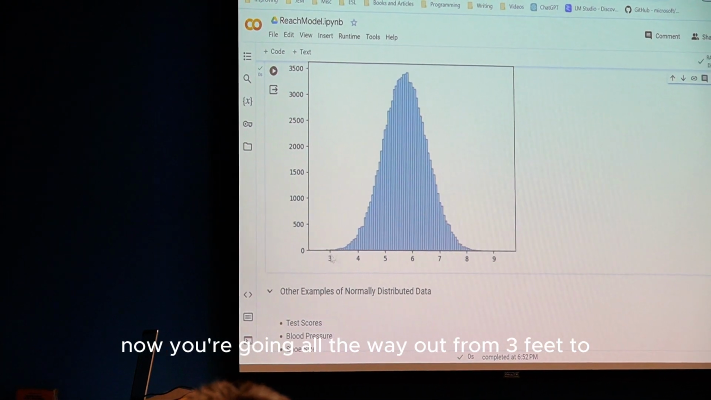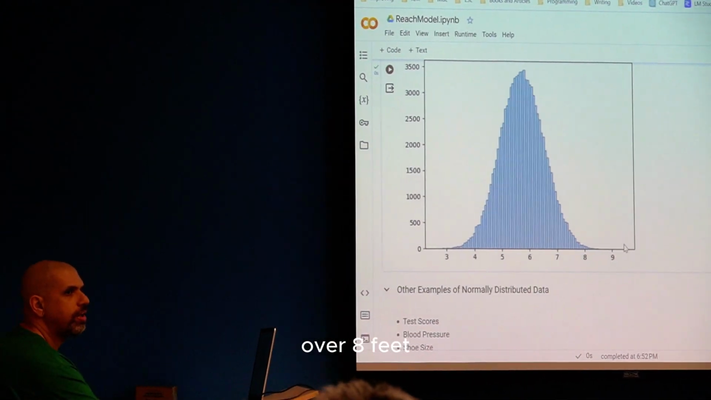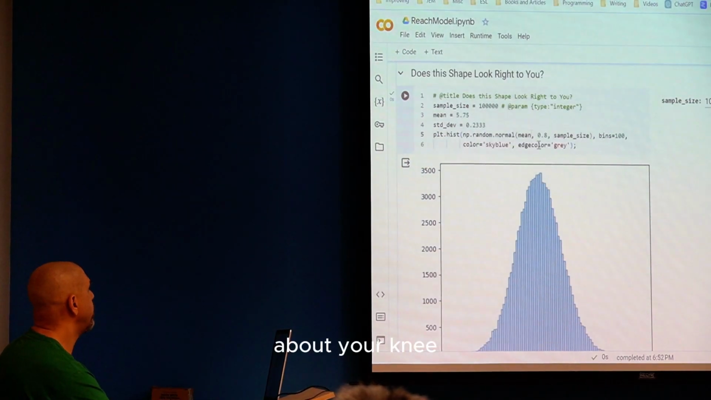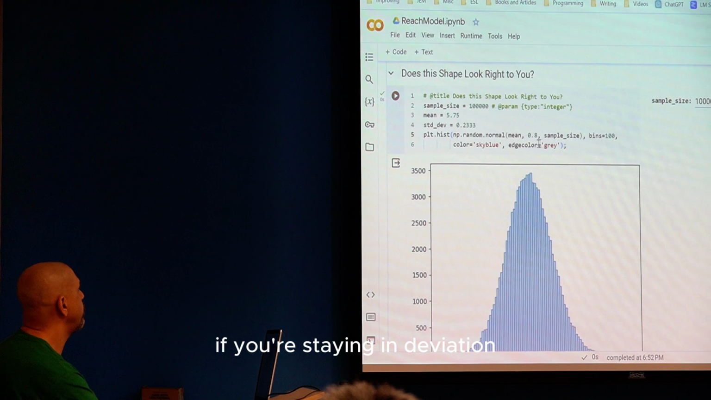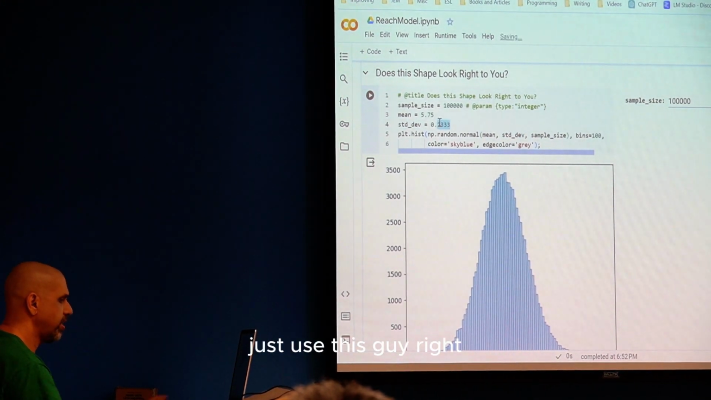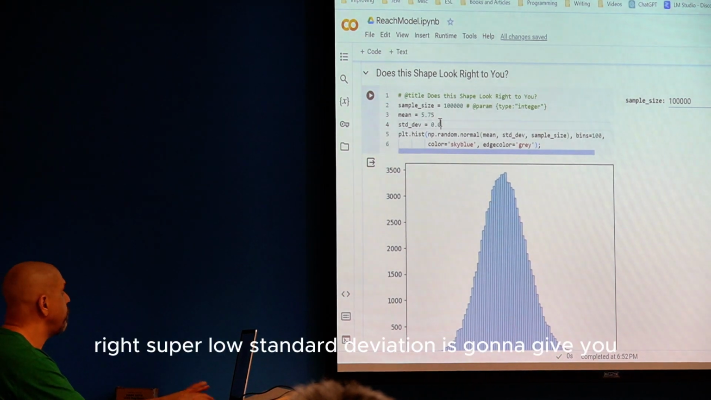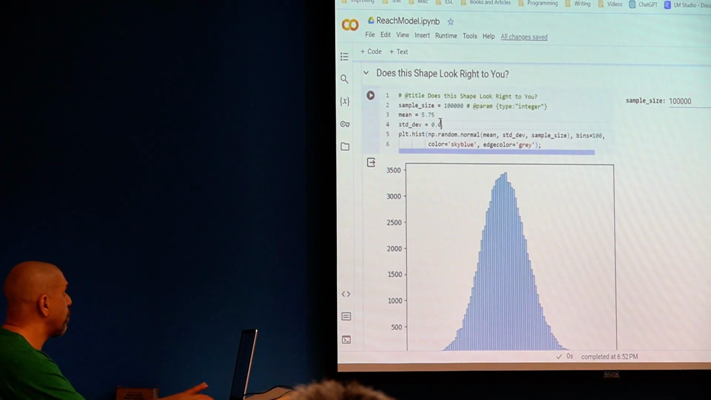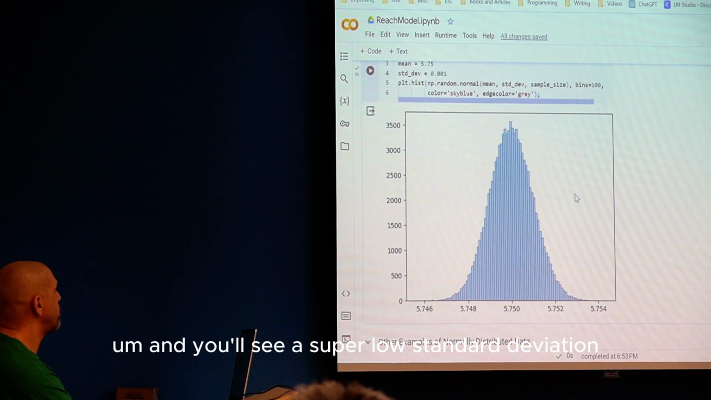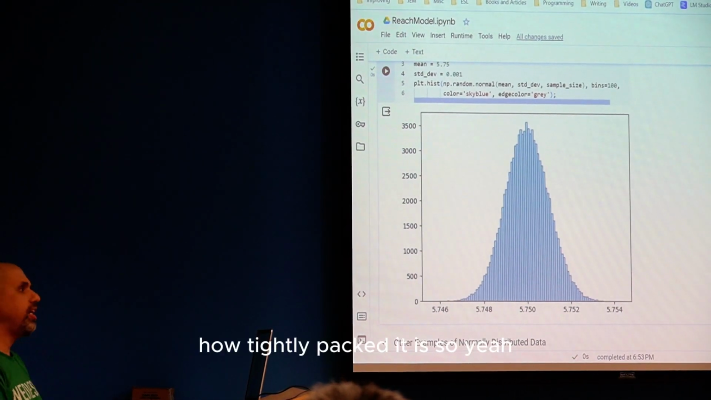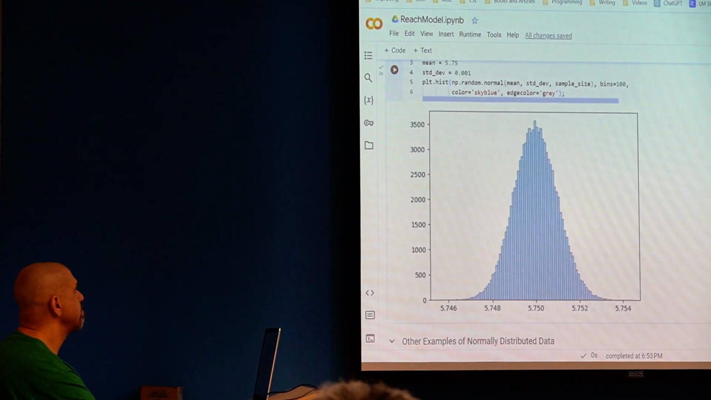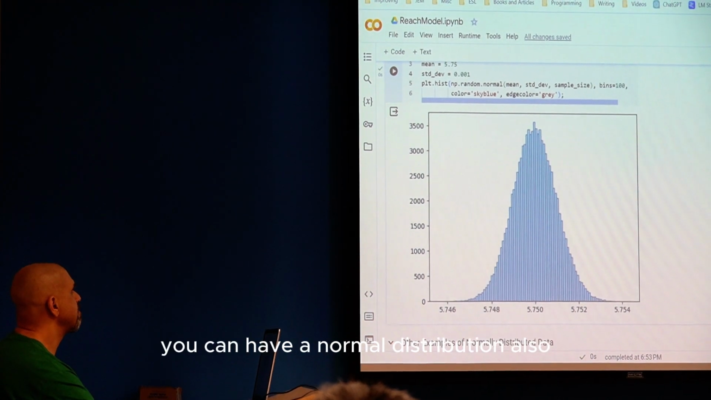Now you're going all the way out from 3 feet to over 8 feet because you've got a broader standard deviation. That controls the spread around your mean. And the same, of course, if your standard deviation is super low, say 0.1, something ridiculous, you'll see how tightly packed your data is. So you could have a normal distribution also.